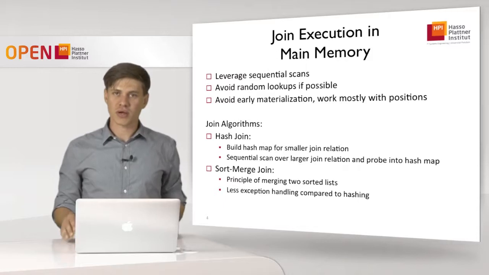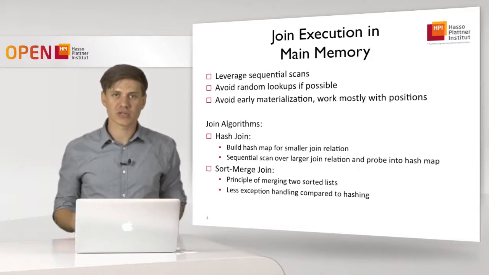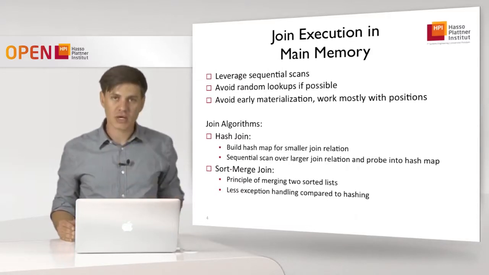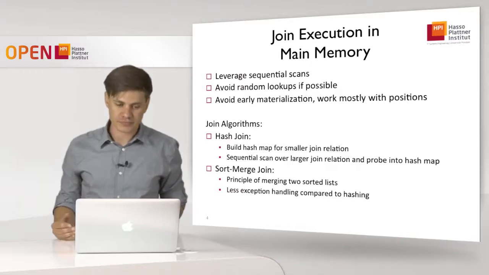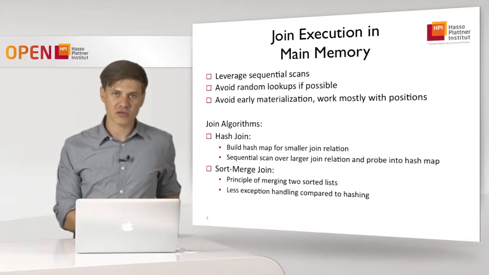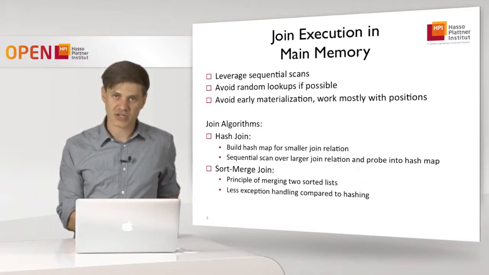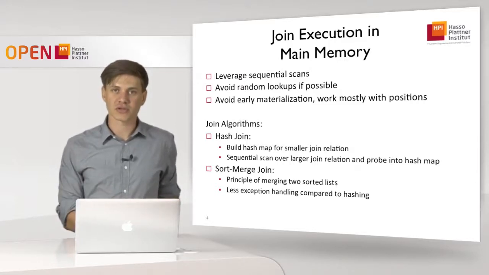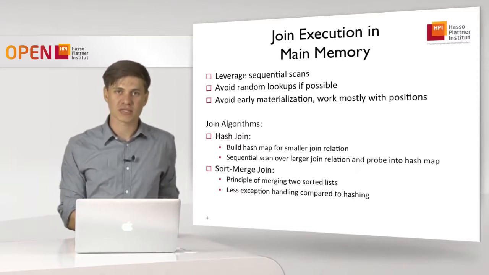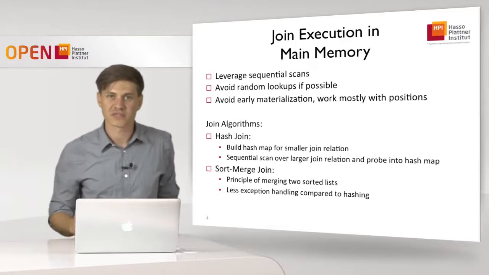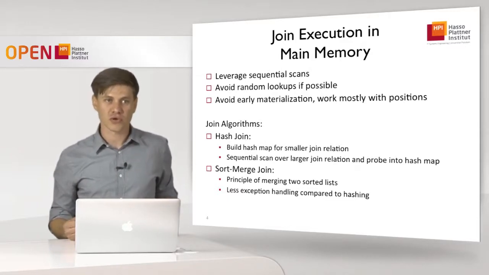We will talk in detail about join execution for main memory databases that use dictionary compression and dictionary encoding. Our main goal here is to leverage the sequential scan speed of modern CPUs, to leverage the caching effects of modern CPUs, and to avoid random lookups. Also, we want to avoid early materialization and materialize as late as possible during the join operation. In our example here, we have two different kinds of a join. One is the hash join, and one is the sort merge join.